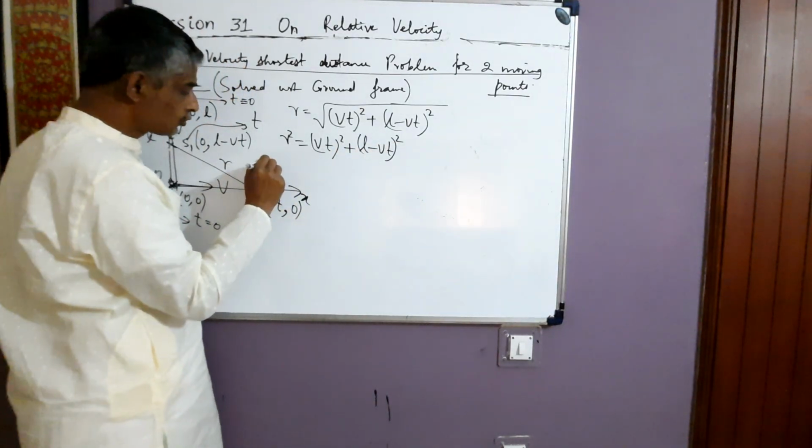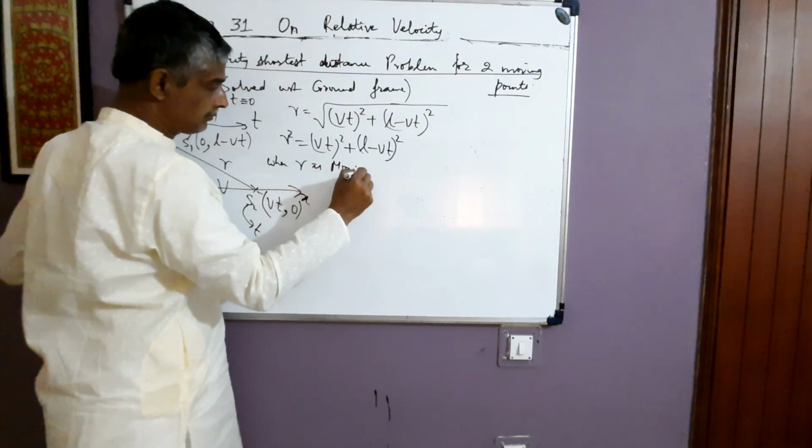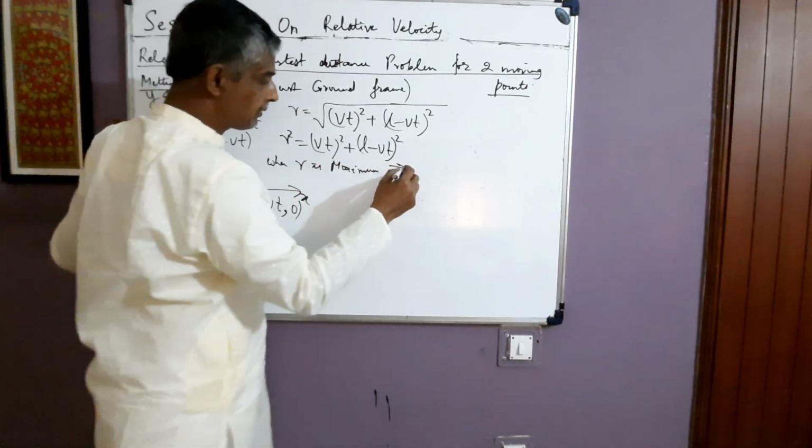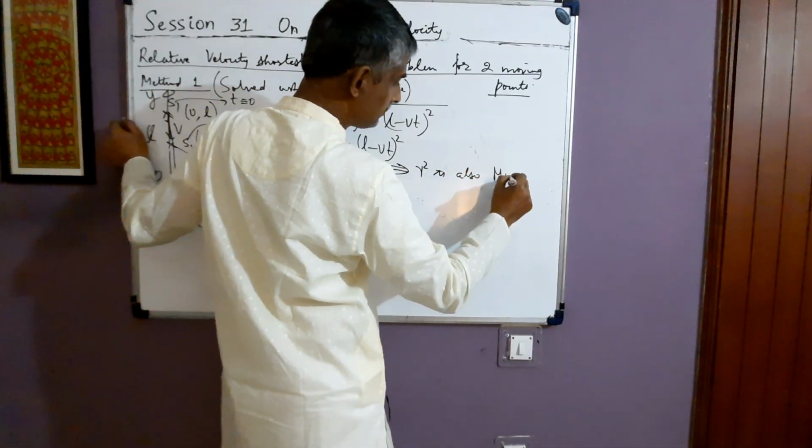Alright. So when r is minimum, it implies that r square is also what? Minimum.